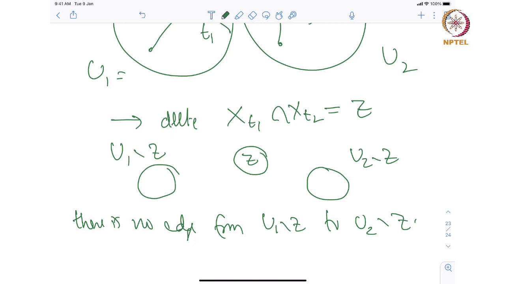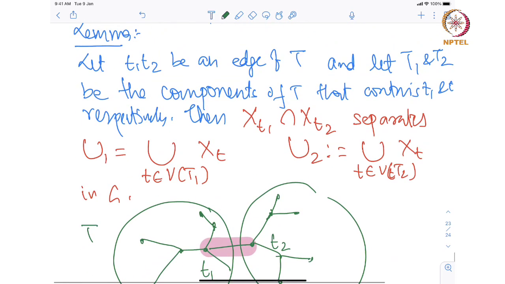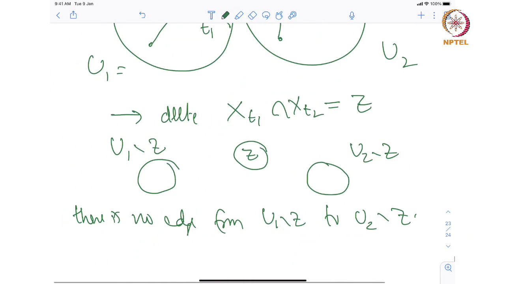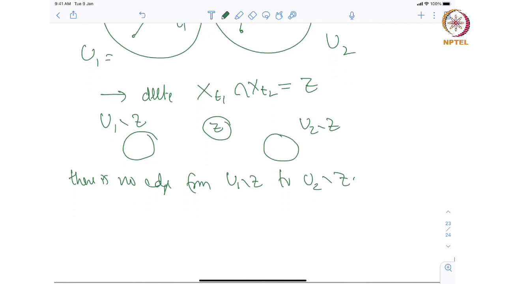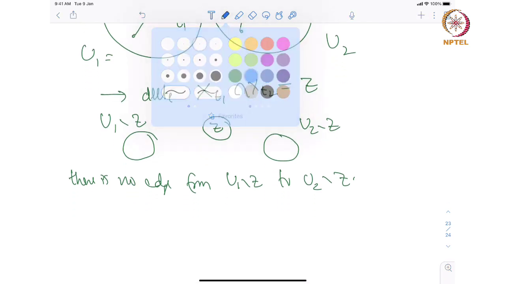Basically, it tells us that if you look at the edge and look at the intersection of the vertices, then it indeed forms a separation. It separates the left part of my graph from the right portion of the graph. Now, why is this true? The proof is very simple. It is like one line.